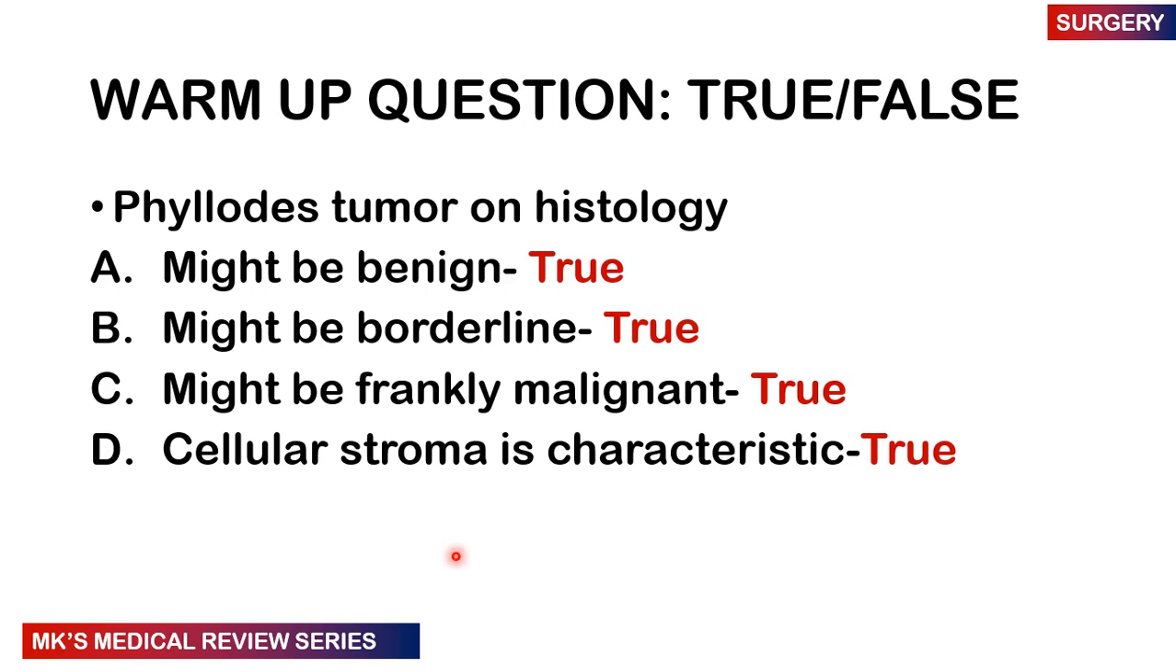Here's our warm-up question. Phyllodes tumor on histology might be benign, true; might be borderline, true; might be frankly malignant, true; and might have a cellular stroma, which is characteristic, which is also true.